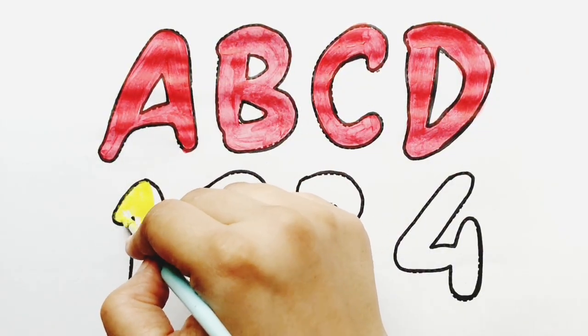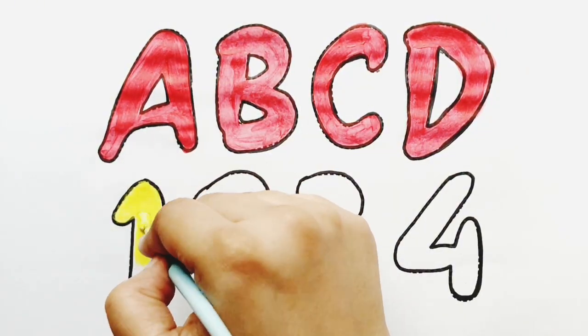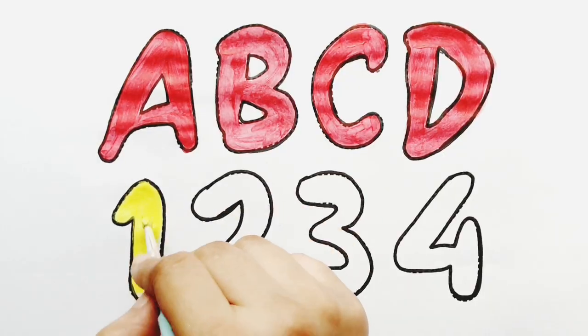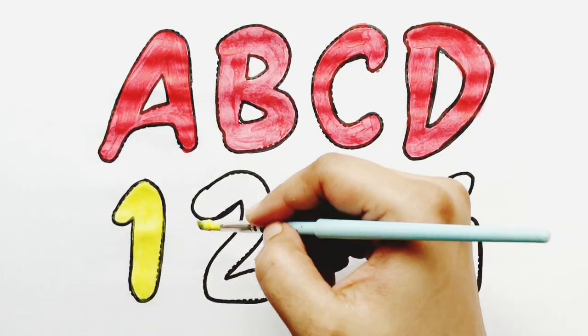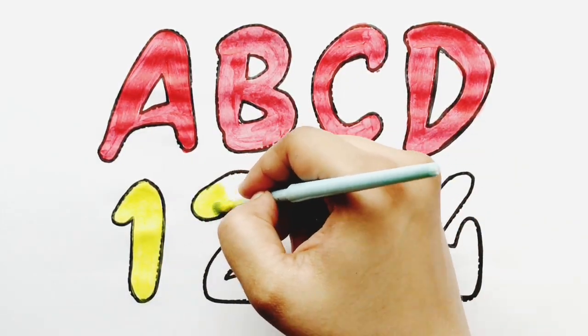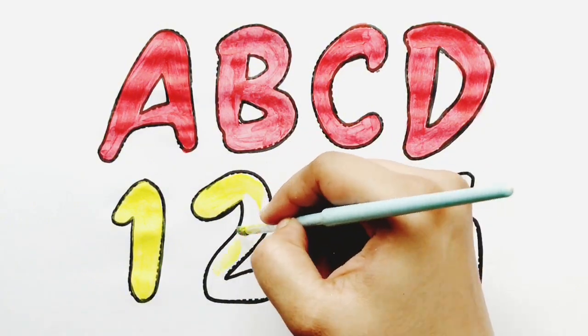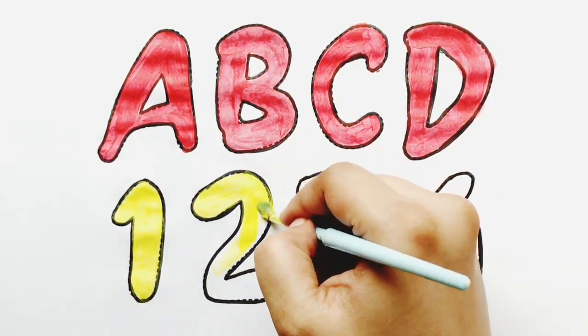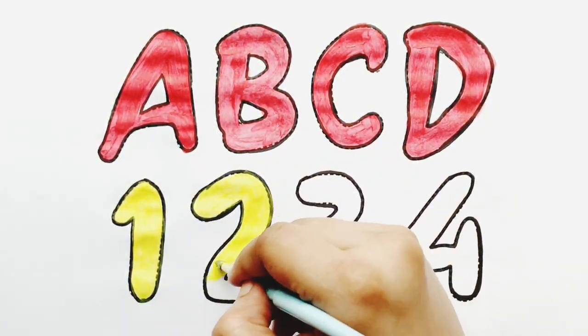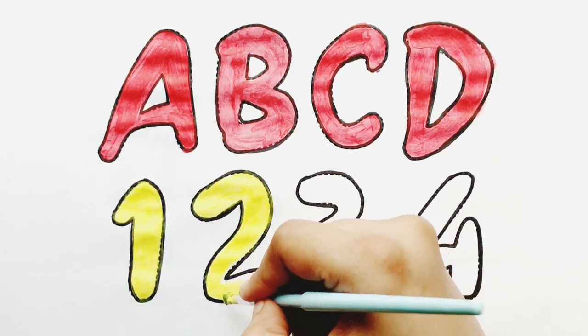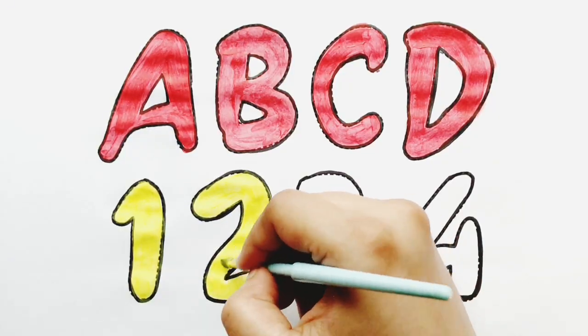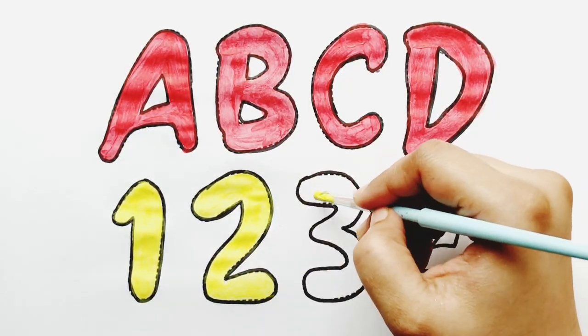Number 1, 1, 2, 3, let's go. A, B, C, count the rhythm and number 2, 3. We're singing all together. A, B, C, count the rhythm and 1, 2, 3. We're singing all together.